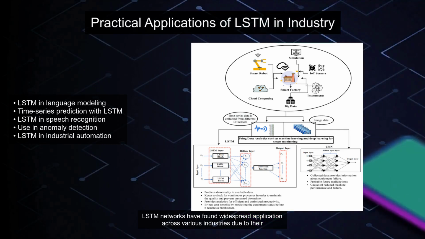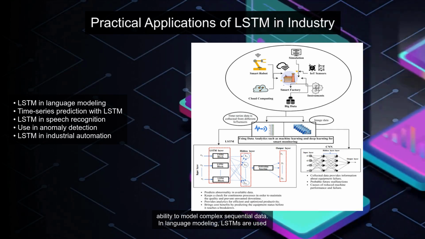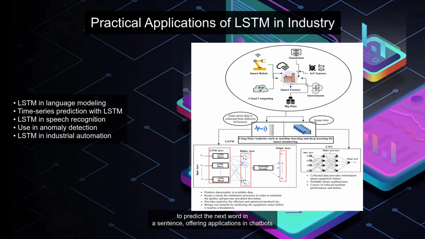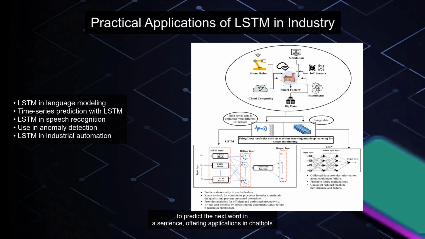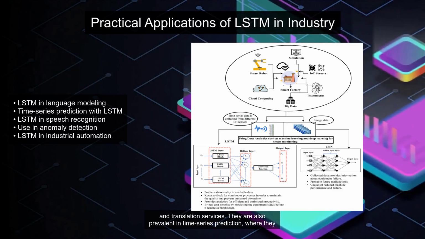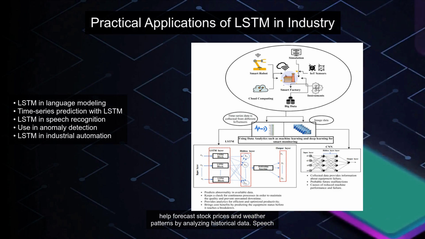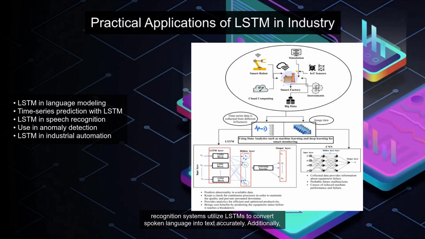LSTM networks have found widespread application across various industries due to their ability to model complex sequential data. In language modeling, LSTMs are used to predict the next word in a sentence, offering applications in chatbots and translation services. They are also prevalent in time series prediction, where they help forecast stock prices and weather patterns by analyzing historical data. Speech recognition systems utilize LSTMs to convert spoken language into text accurately.